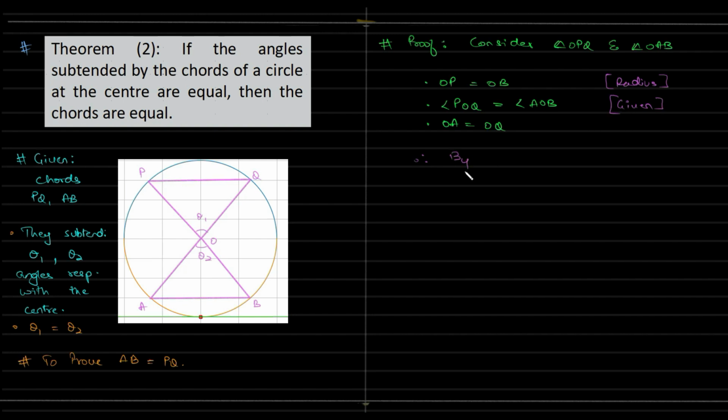Therefore by SAS, or is it what? Or is it something else? It's SAS itself, right? By SAS, triangle OPQ is congruent to triangle OBA. And so we have AB is equal to PQ, CPCT. I hope you guys got the difference of both the theorems, right? It's not that hard actually.